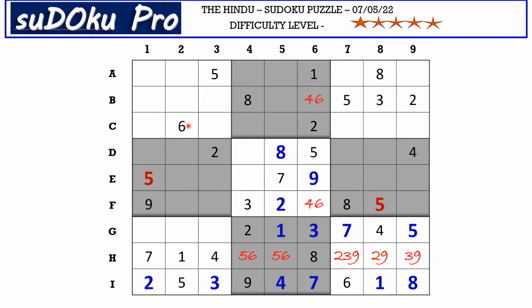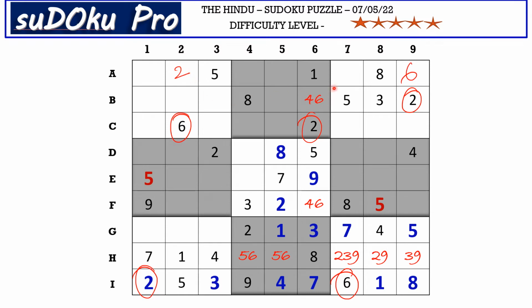There is a 6 in row C and 6 in column 7, which blocks these 4 cells. So A9 takes 6. There is a 2 here in B row and 2 in C row, which blocks these 2 rows. So 2 has to be in one of these 2 cells, but you have a 2 here in column 1 blocking here. So A2 takes 2.